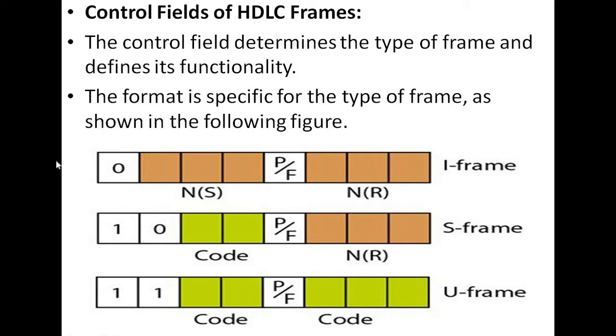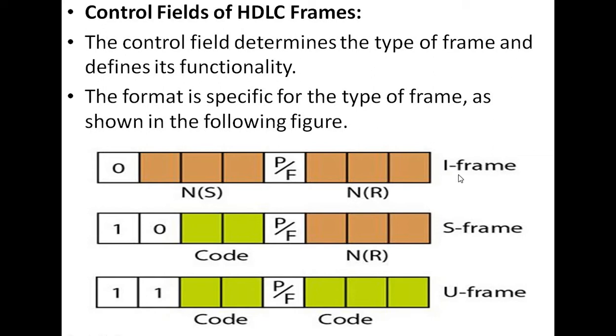Okay, so these are the different types of fields given here. The first field is 0 in I frame, in S frame the first two fields are filled with 1 and 0, and in the U frame the first two fields are filled with 1 and 1. Then N(S), N(R), and the code. So we will discuss all the different types of frames and their control fields one by one. So first we will discuss the I frame.